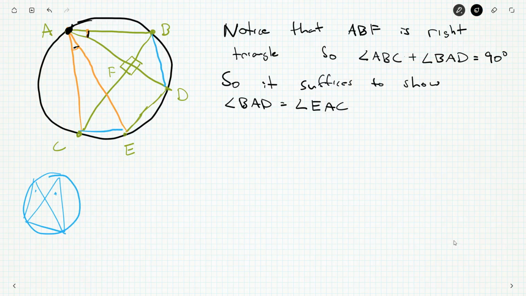Is that true? And if so, is that an easier thing to show? Right now, I don't have a plan of attack. I'm sort of just vomiting up anything I can think of from their diagram. So I could either show that the two angles that they asked for add up to 90 degrees, or now I have another option. I can show that angle BAD is equal to EAC. That's an option. Will that work?